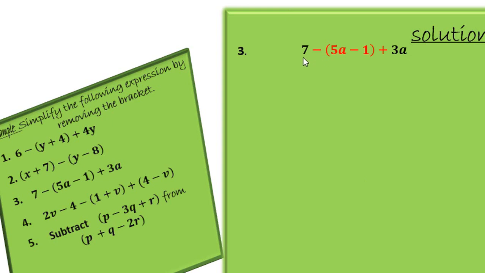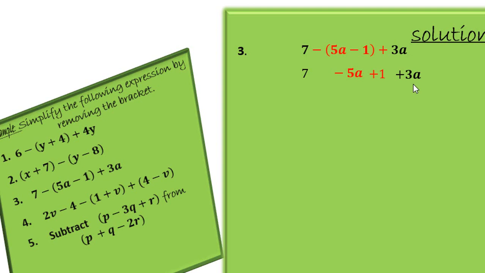Question 3 is 7 minus open bracket 5a minus 1 close bracket plus 3a. Then 7, when you open this bracket, you have minus 5a plus 1. This negative, maybe I'm too fast, let me come back. This negative is multiplying this 5a to become a negative 5a. This negative is multiplying this negative 1 to become a positive 1. Remember, negative multiplying negative gives a positive sign. Then you have your plus 3a here.